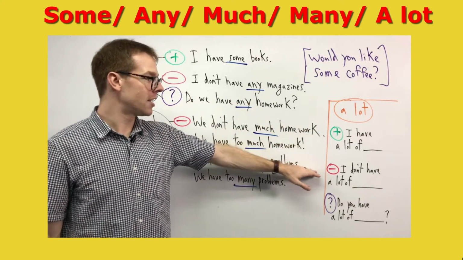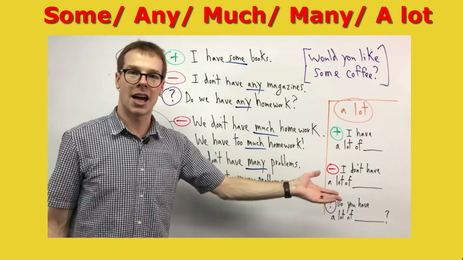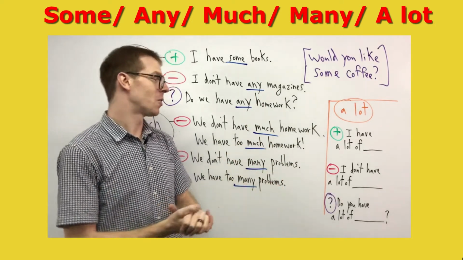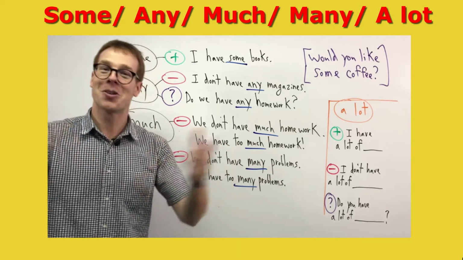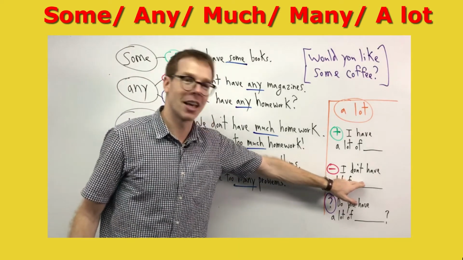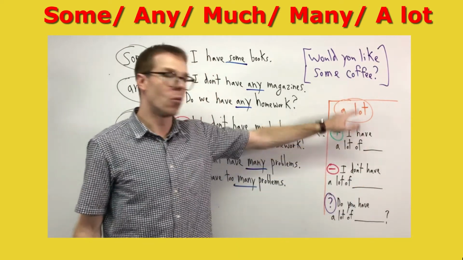We can use it in negative. We don't have a lot of time. We don't have a lot of money. We don't have a lot of apples. Whatever you want. Our noun, it can be countable, uncountable. It can work with a lot.